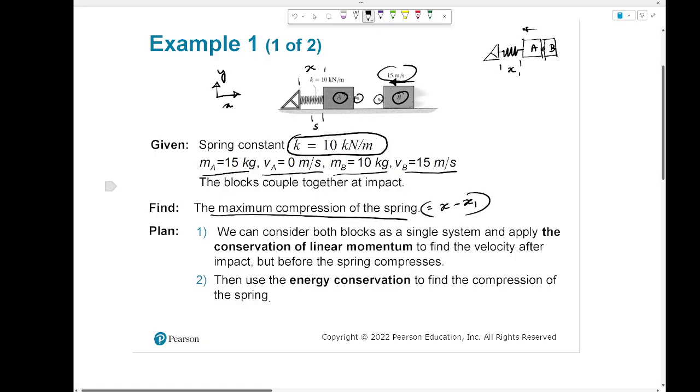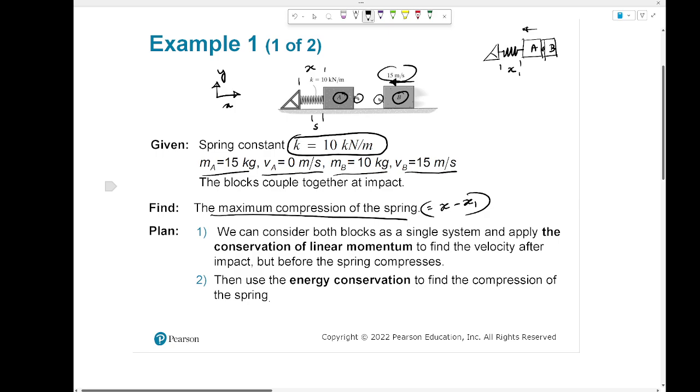That's what we're trying to find. Visually, I'm trying to represent what is shown here. You understand it, right, Arlene? So the spring gets compressed. How much the compression happened, bottom line, that's what they are asking. They give you the mass for these two blocks. They give you the initial velocity. They said block A is not moving, zero velocity. Block B is moving at minus 15 meters per second, in the minus x direction.